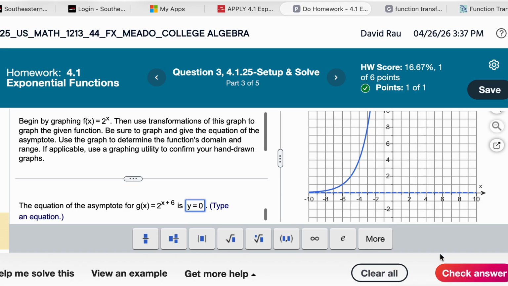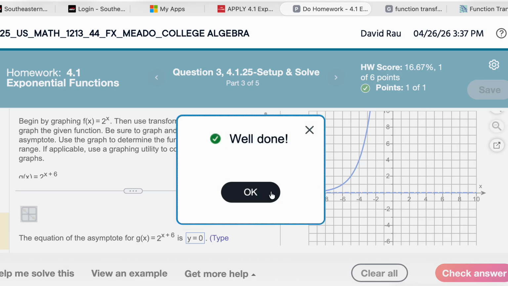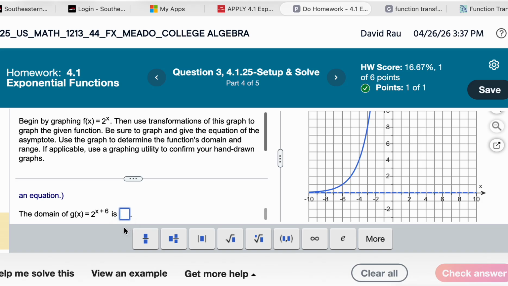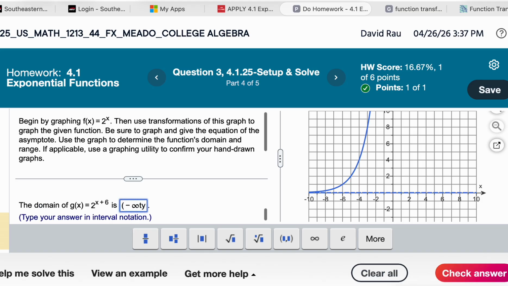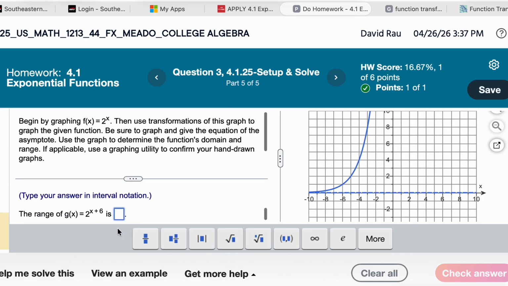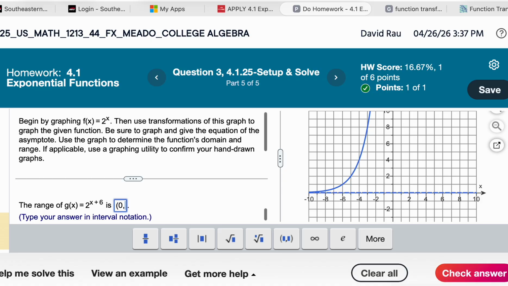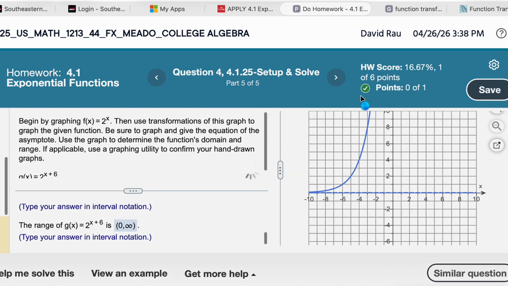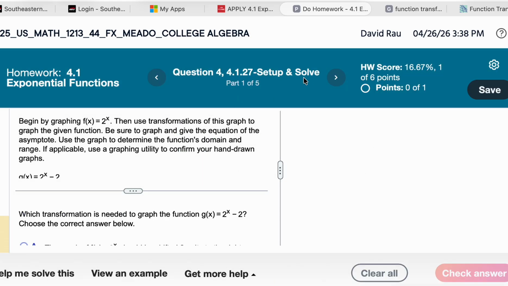So my asymptote was at 0. That's where I crossed the y-axis. My domain was negative infinity to positive infinity, because it always is for exponentials. And my range, well, because of my asymptote, is I can't be 0, but I'll get very close to it. I'll get very, very small fractions, and then I can go up forever, as this graph does. Cool, so we did that.